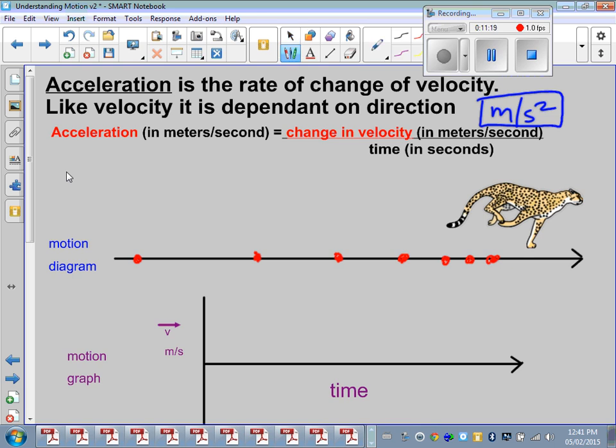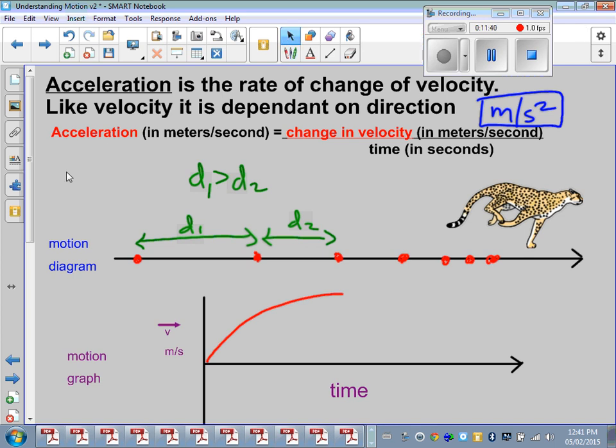So in this case, we've got D1 and we've got D2, and D1 is greater than D2. More distance is covered in D1. And if we were to show that on a motion graph rather than a motion diagram, you would see it's covering a large distance and then tapering off. Okay, so this is an example of acceleration. It's actually slowing down. We sometimes call it deceleration. Another way to look at it is negative acceleration.